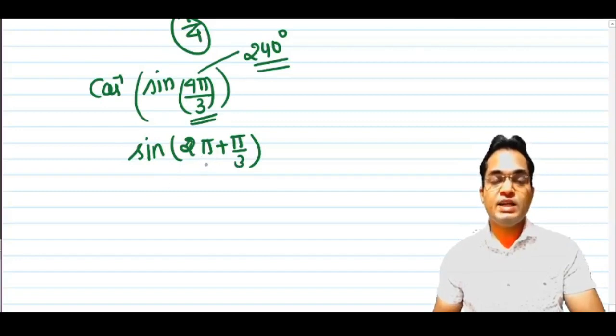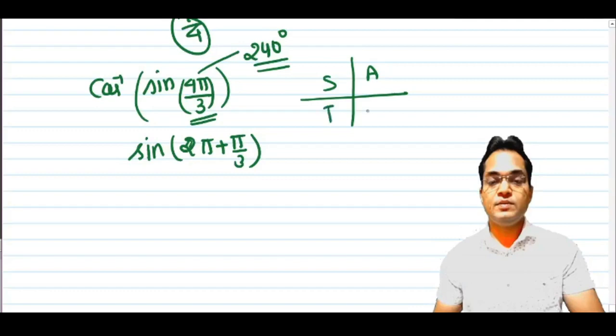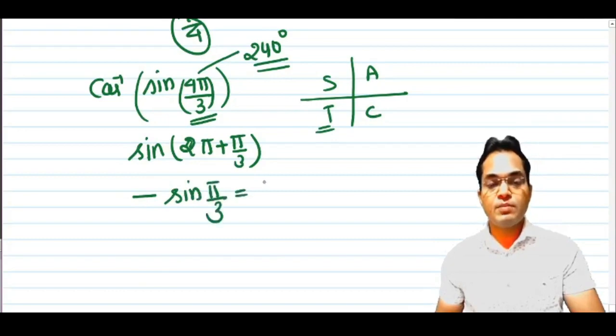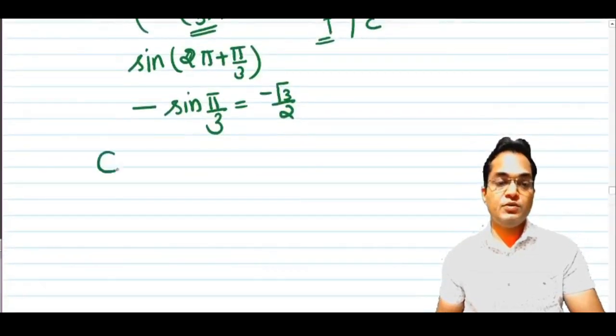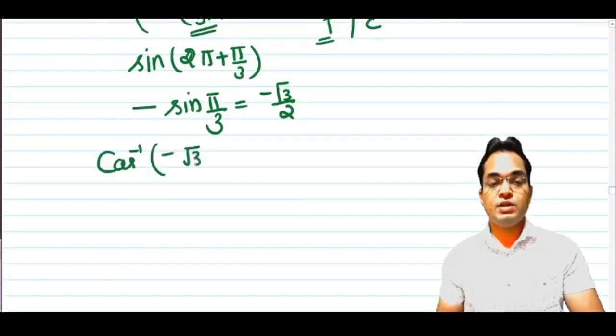Now this angle is in the third quadrant. As we know, in the third quadrant by the rule of ASTC, tan is positive but sine is negative, so it is minus, and there is no change: minus sine pi by 3, which means the value of this is minus root 3 by 2. Actually the question is the same. The question now becomes cos inverse minus root 3 by 2. Then what is your answer? Yes, your answer is 5 pi by 6.